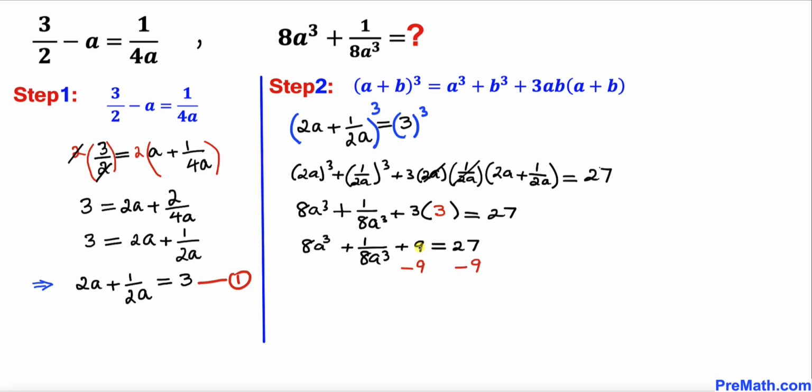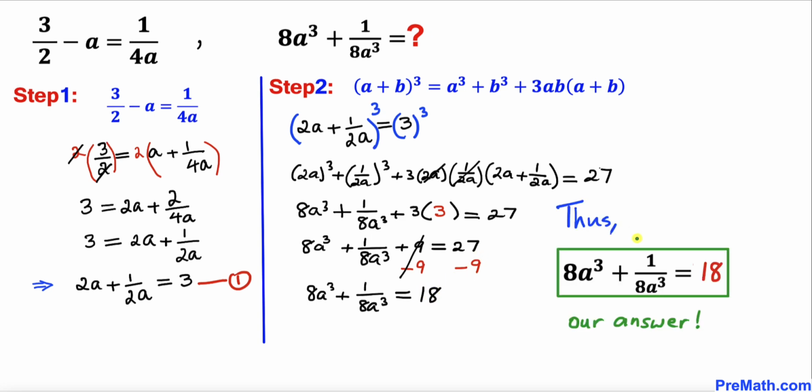And now let's go ahead and subtract 9 from both sides. This is gone. So we ended up with 8a^3 plus 1 divided by 8a^3 equals 27 minus 9, which is 18. So thus our answer turns out to be 8a^3 plus 1 divided by 8a^3 is 18.